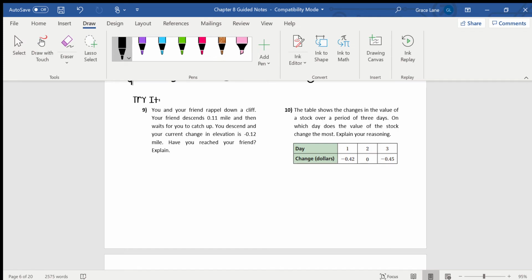It says number 9, you and your friend rappel down a cliff. Your friend descends 0.11 mile and then waits for you to catch up. You descend, and your current change in elevation is negative 0.12 mile. Have you reached your friend? So if you think about this, going down, here's 0, which would be like the ground, and you guys are going down. Descend means going down. Here is let's say 1 mile, which would really be negative 1 because you're below the ground.